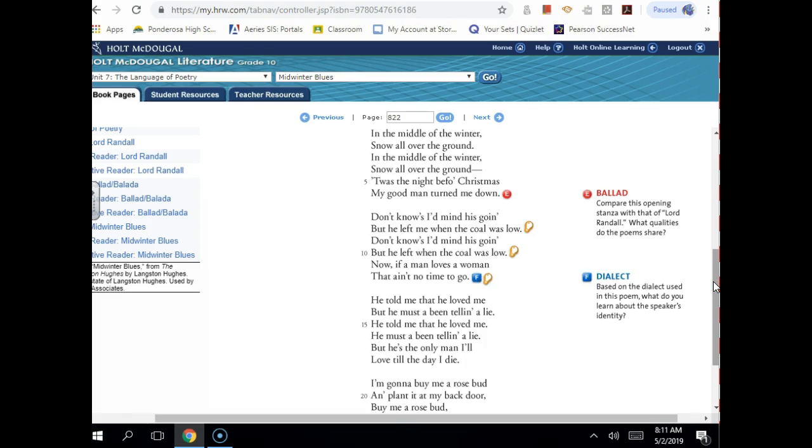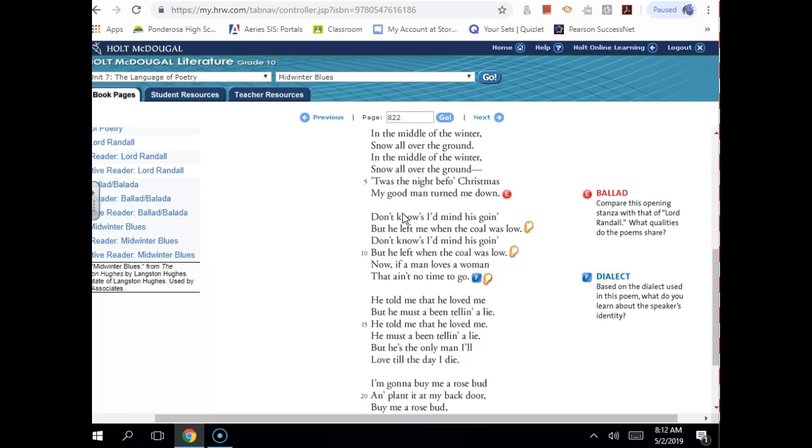Let's read out loud so you guys can hear the dialect. Okay? Midwinter Blues by Langston Hughes. Did that name ring a bell at all? No. Yesterday, he was the poet that I quoted, I Am the Darker Brother. Remember that poem we talked about? We talked about rhythm, how it got really choppy at the last 3 lines. Same author. Okay? Ready? Follow along.